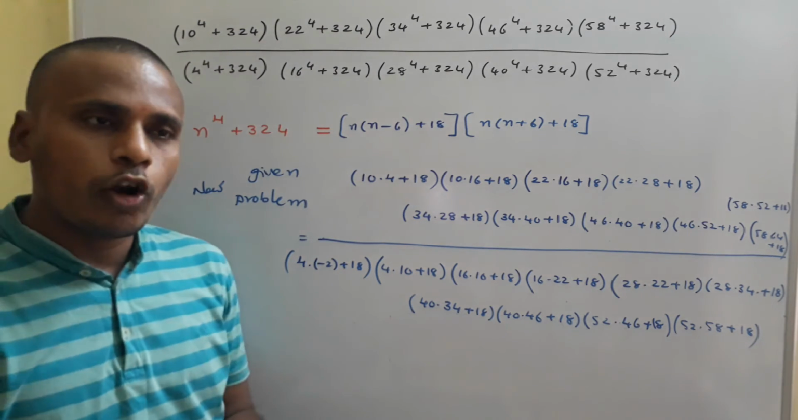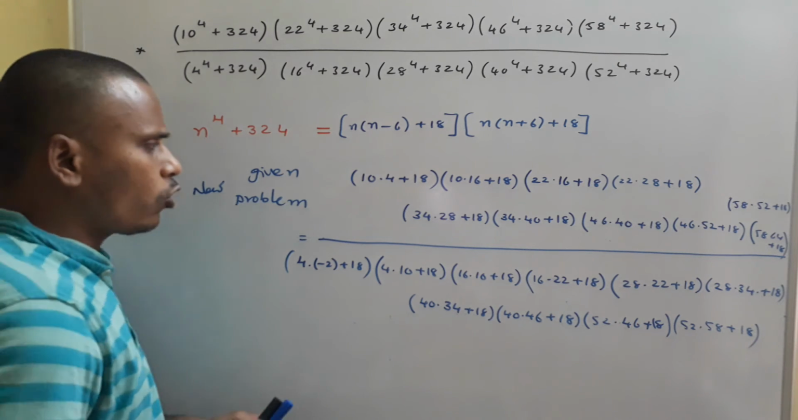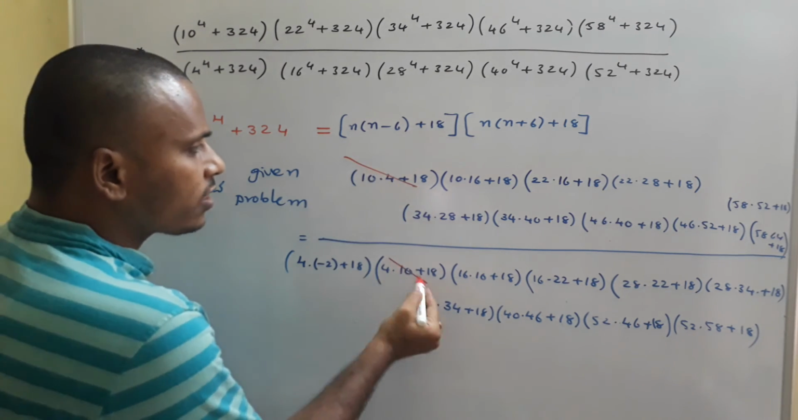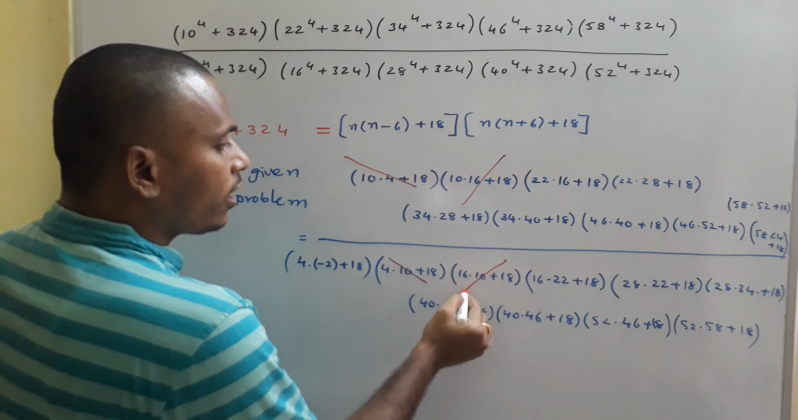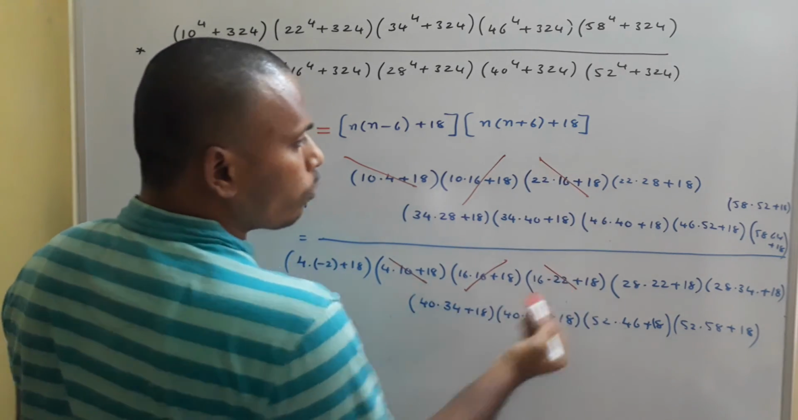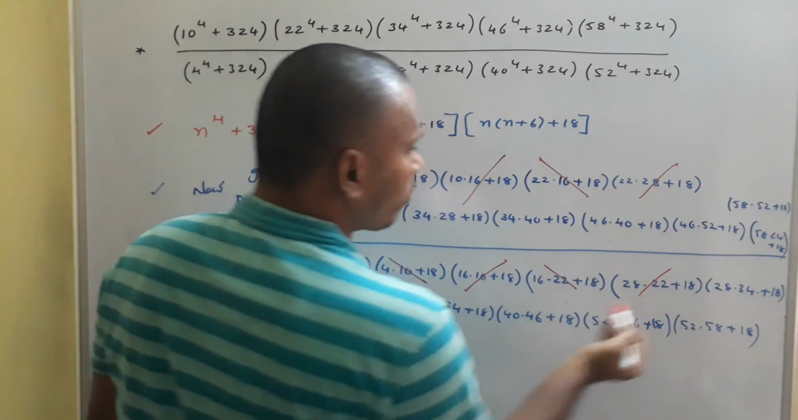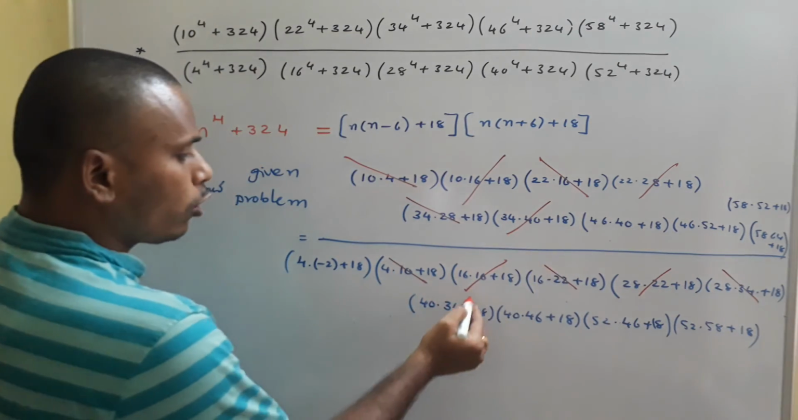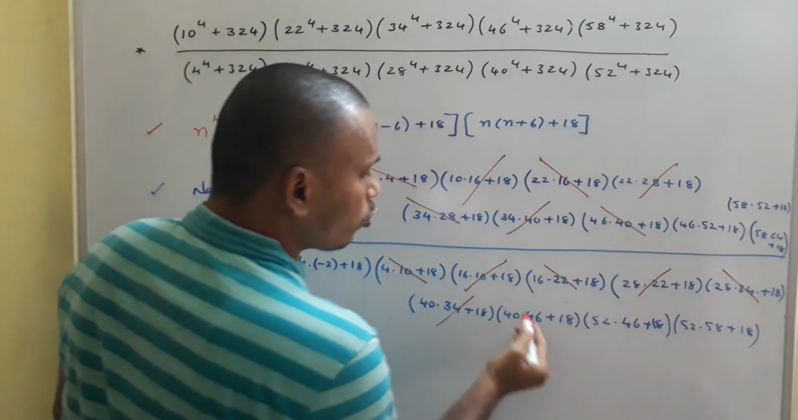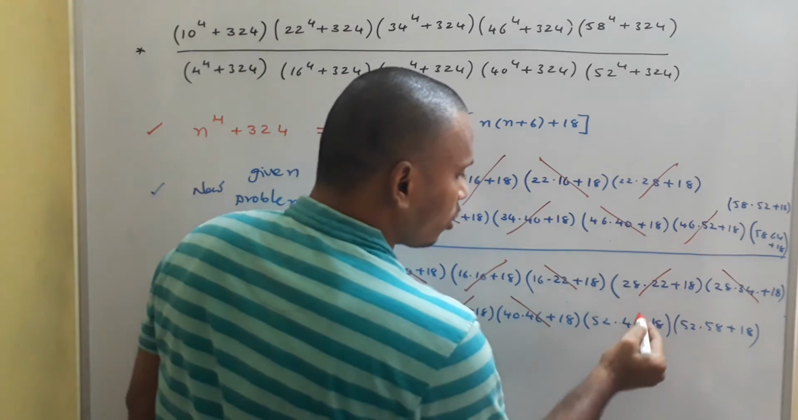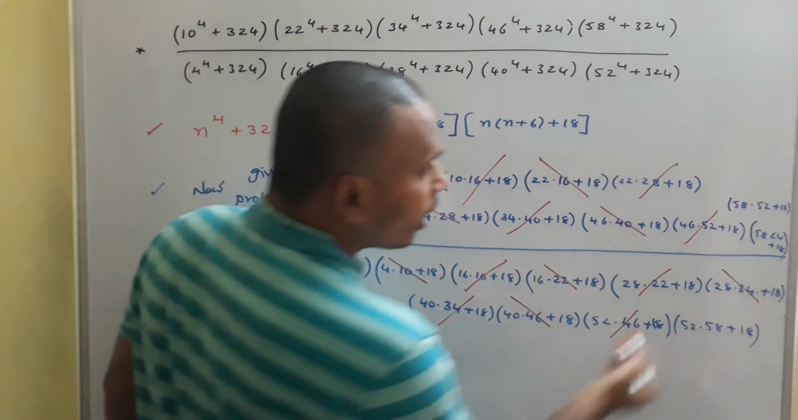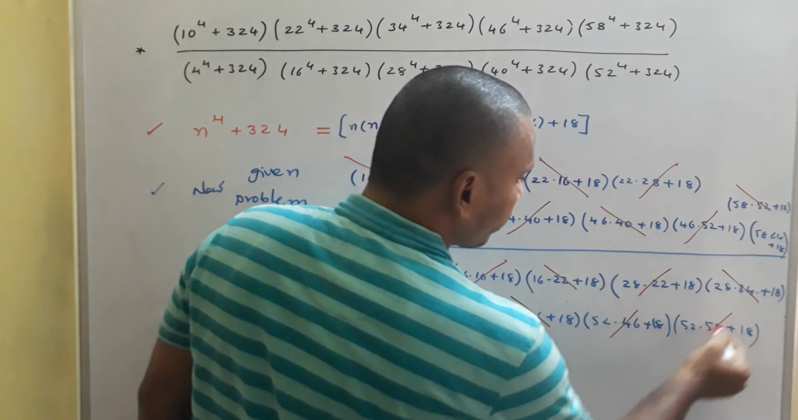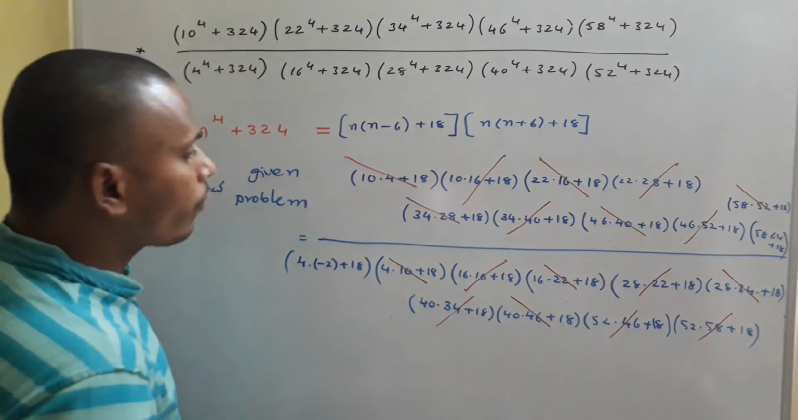We have numerator and denominator, just try to cancel out the common things. So 10 into 4 plus 18 gets cancelled. 10 into 16 plus 18 gets cancelled. 16 into 22 plus 18. 22 into 28 plus 18. And then 34 into 28 plus 18. 34 into 40 plus 18. 46 into 40 plus 18. 46 into 52 plus 18. And then 52 into 58 plus 18. Everything gets cancelled. Now what are you left with?